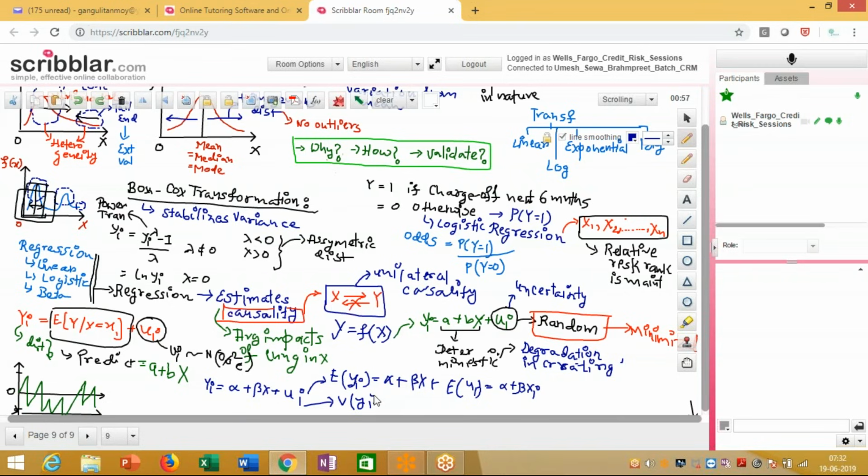Now the next part that we do over here is we need to look into the variance of y. What is the variance of y?